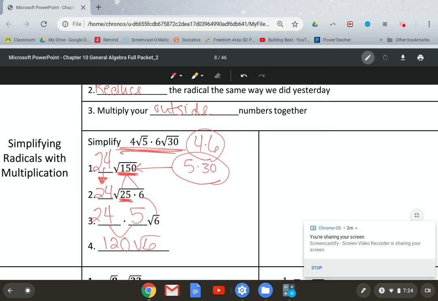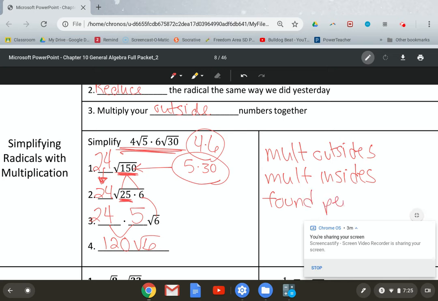So please notice how we multiply outsides together, and then we multiplied insides together. Okay, and then we found our perfect squares, and then we reduced.